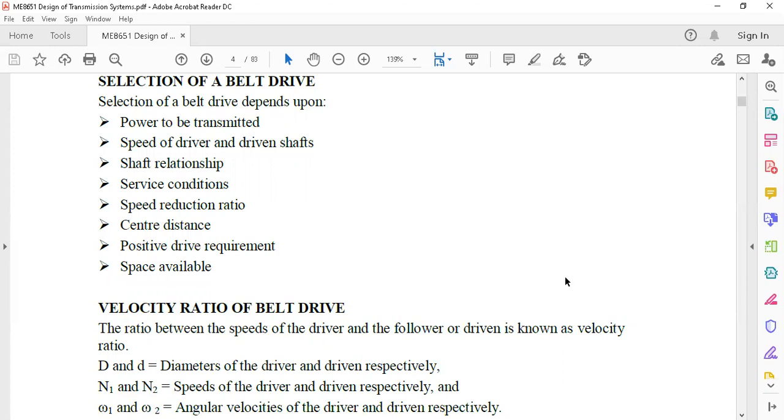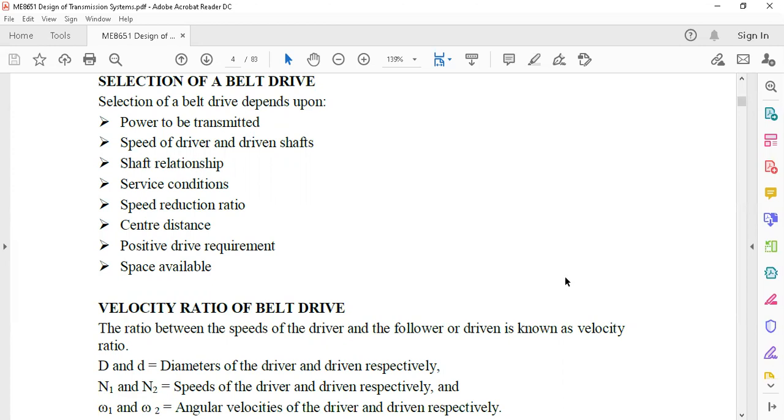And mostly they call it speed reduction ratios. In the problems, most widely they come from speed reduction ratios, calculating the speed reduction ratio for a given number of teeth or given speeds of the driver or driven shafts. That is the main thing they basically ask in the problems.